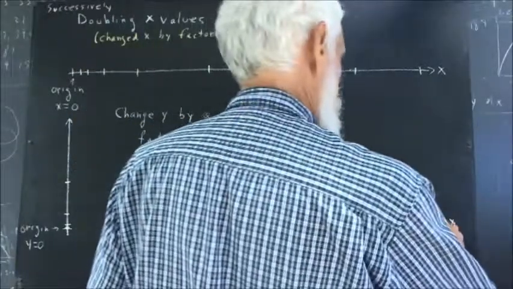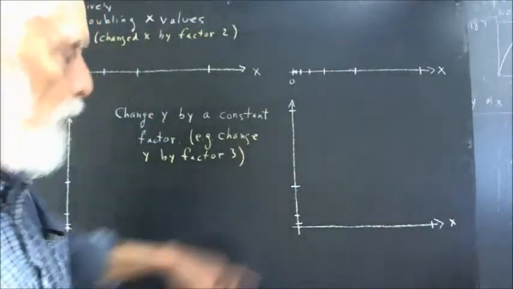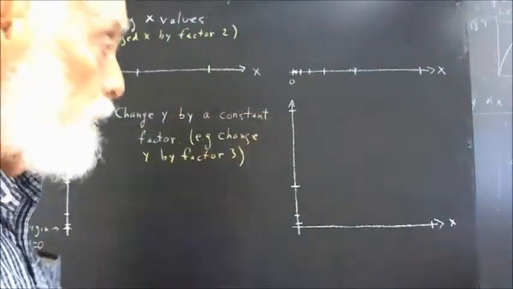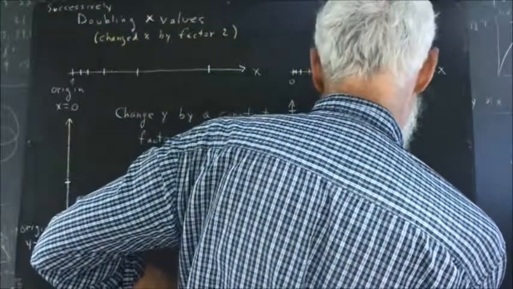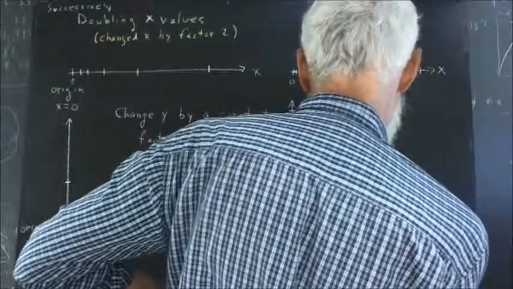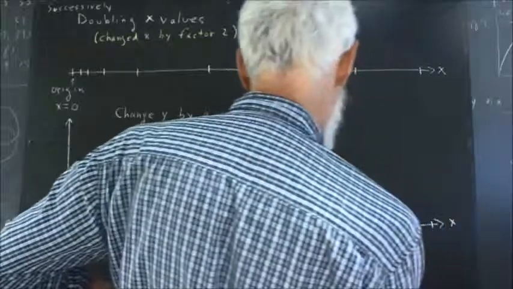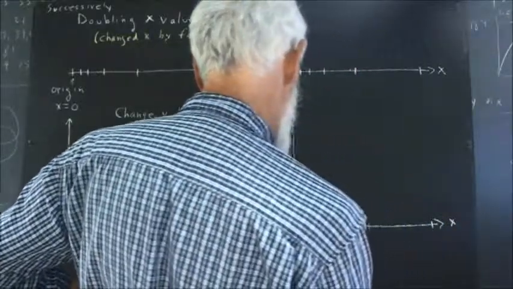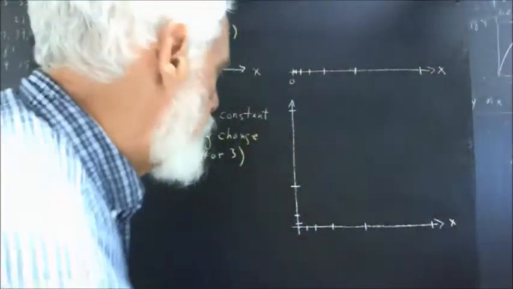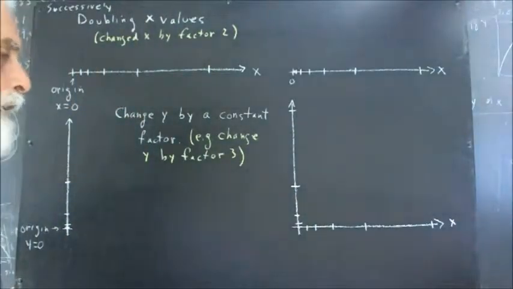So what happens if I do a tripling of my y values and cut my x values in half? I'm going to try to do that halfway accurately, so excuse me for blocking the board, but this won't take long. Okay?